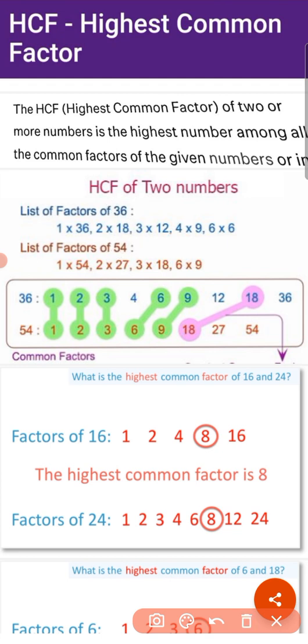Now find the factors of 36 first. Factors of 36. As you already learned, factors are numbers which multiply to give a product.